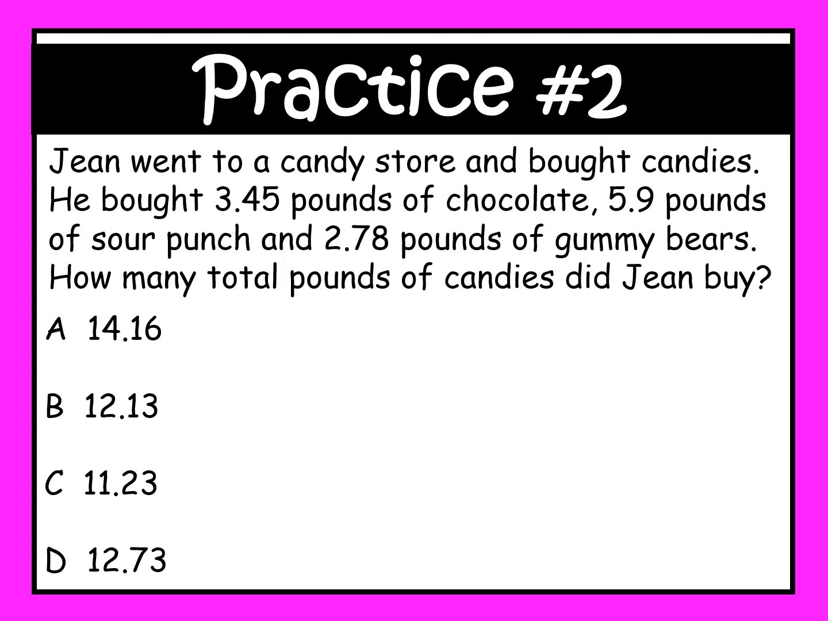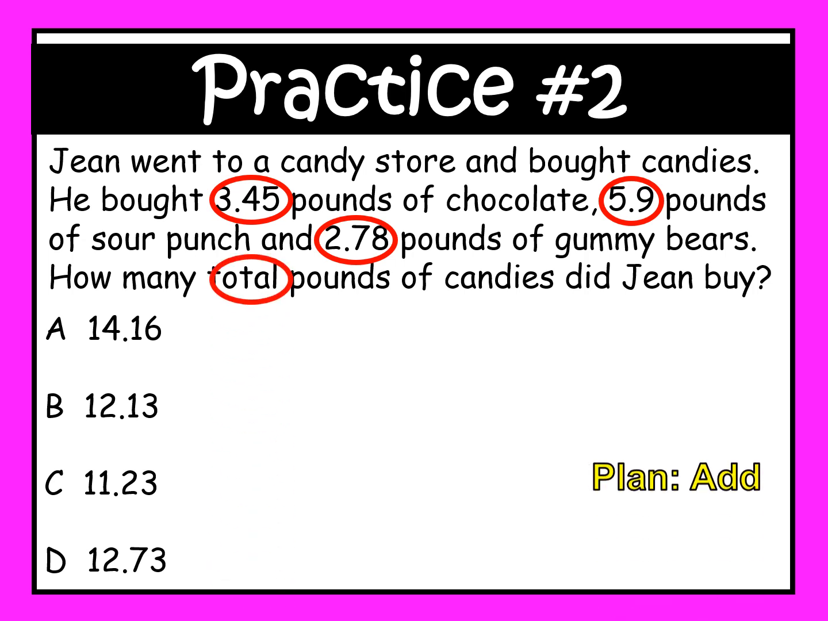Okay, so if I look at this problem, I see that it's asking me to find the total pounds of candies that he bought. Total means to add. I know he bought 3 and 4,500 pounds of chocolate, 5 and 9/10 pounds of sour punch, and 2 and 7,800 pounds of gummy bears. And I'm going to highlight my keyword there, which is total.